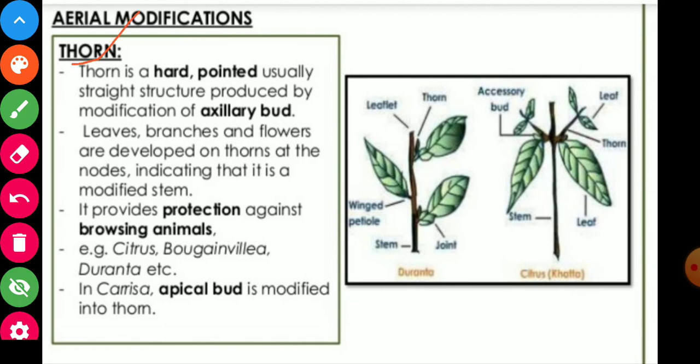Thorns: this is also a stem modified structure, hard, pointed, usually straight structures produced by the modification of axillary bud. They are used to protect the plant from browsing animals, like Citrus, Bougainvillea, Duranta. These spines and thorns are found on these plants.